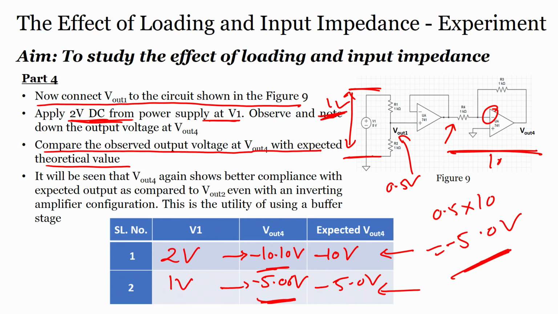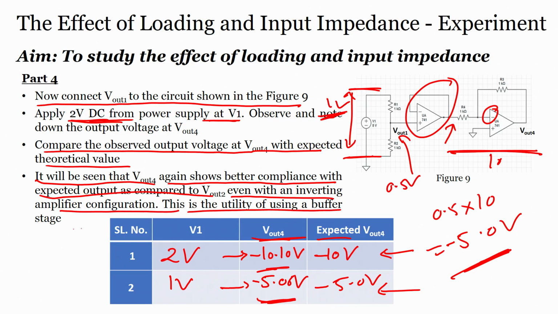Here you see that the loading effect that we were talking about is no longer valid, because we have used the buffer. This is the importance of the buffer, right. So, what is the fourth point? It will be seen that V out 4 again shows better compliance with the expected output as compared to V out, even with an inverting amplifier configuration. This is the utility of using a buffer stage.